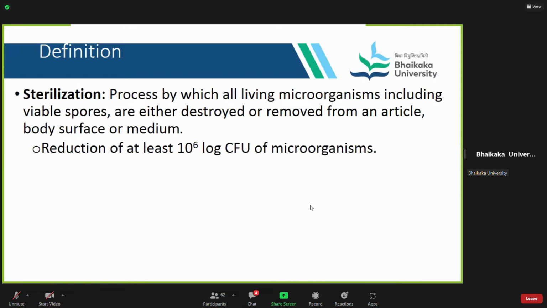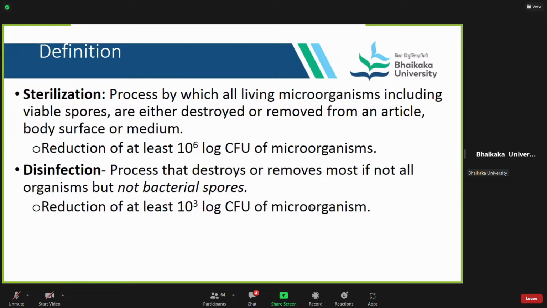So the reduction in the number of organisms is at least 10 raised to the power 6 log colony forming units. So when you are trying to say a thing is sterile, that means the thing is free from almost all kind of living microorganisms, including spores. When you say disinfection, it is a process that destroys or removes most, if not all, but it does not really target the bacterial spores. So can you see the difference?